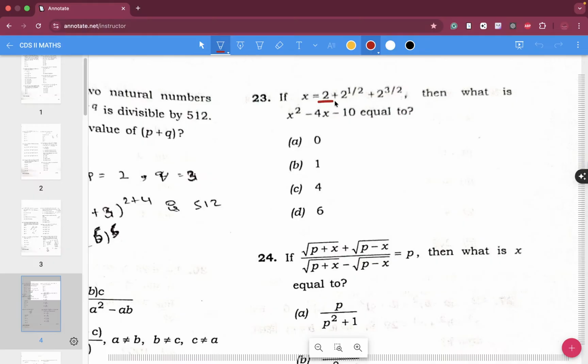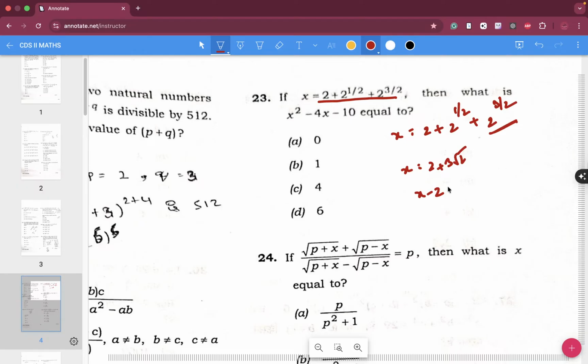Now, for the x value, they have given this particular number. So x is equal to 2 plus 2 raised to the power 1 by 2 plus 2 raised to the power 3 by 2. This is the value they have given, right? So can we write it like 2 plus root 2 plus 2 root 2, isn't it? We can write this particular value as 2 plus 3 root 2, which is equal to x.